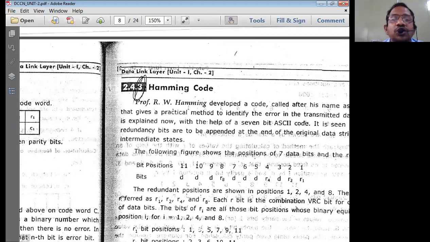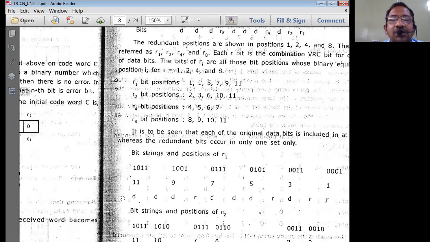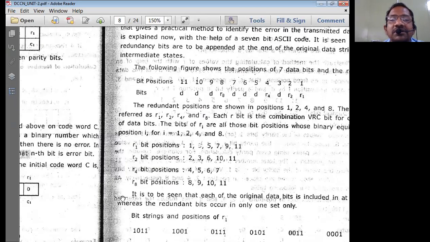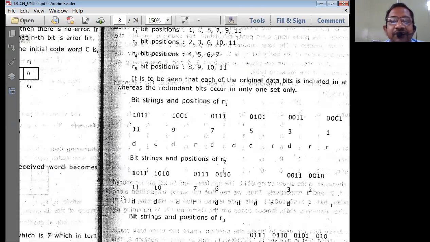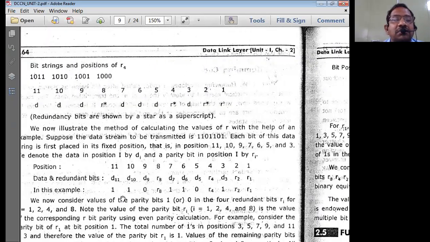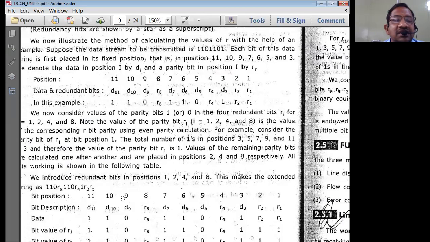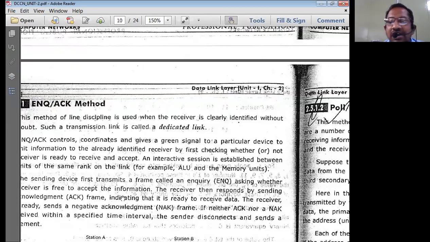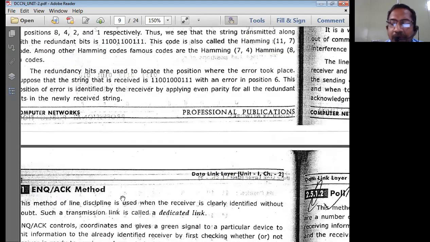Then the last code is the Hamming code. As I told you, the Hamming code is exactly the same as the code that we used in the previous chapters, the method we used in the STLD subject. So I'm skipping the Hamming code here, and we'll stop our session here.